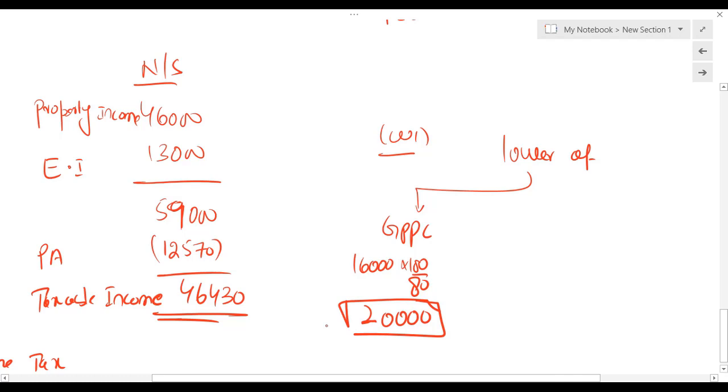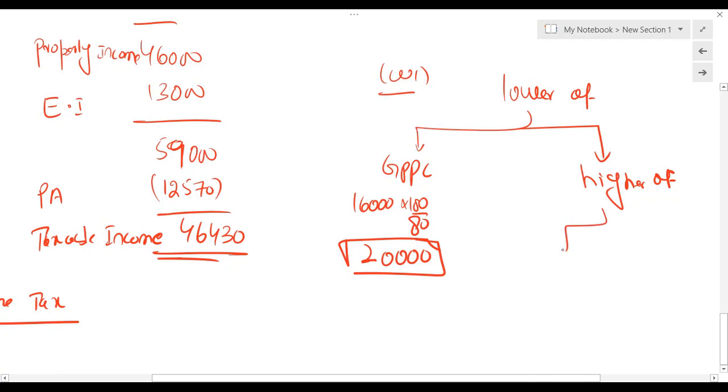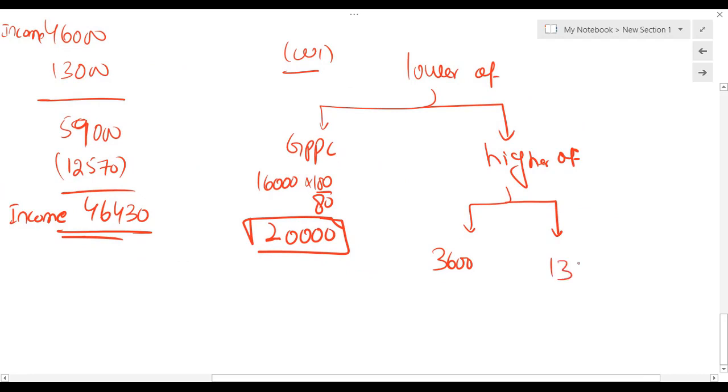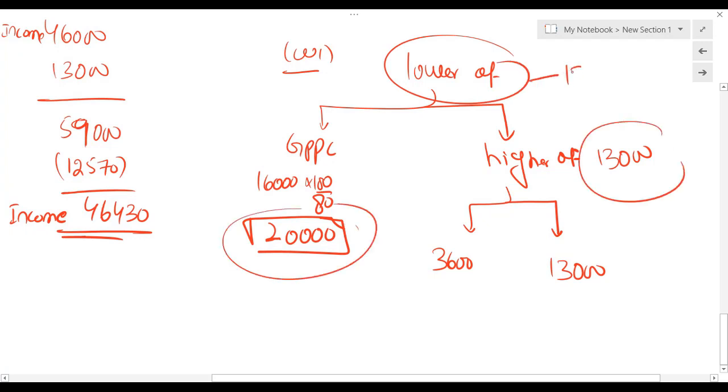So lower of gross PPC and then higher of 3,600 and total of relevant earnings. In relevant earnings, three earnings come in: employment income, trading income, and income from furnished holiday letting. In this question, we have only employment income of 13,000. So higher of is 13 now. Lower of 20 and 13 is 13, which means that basic rate band will increase by 13,000.